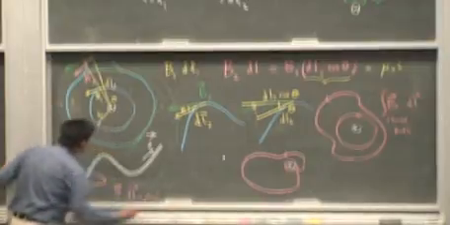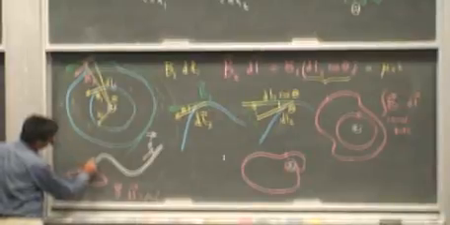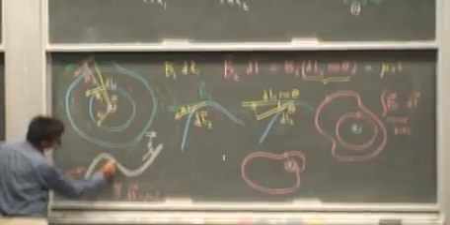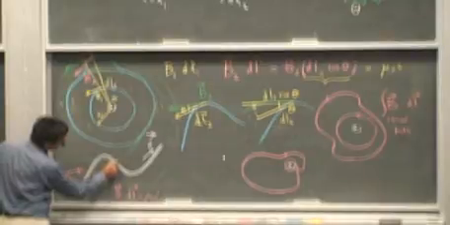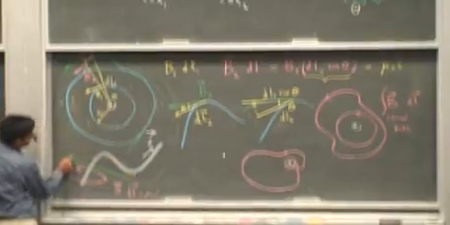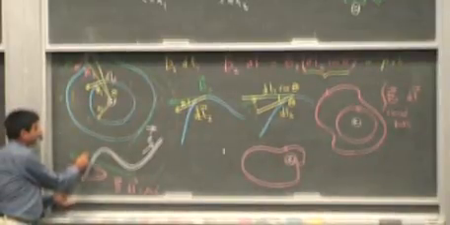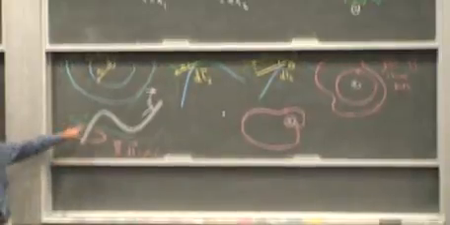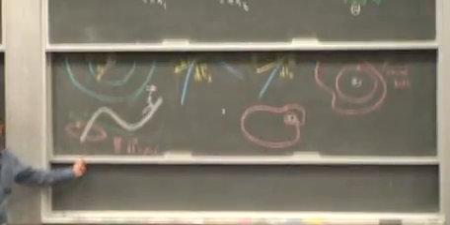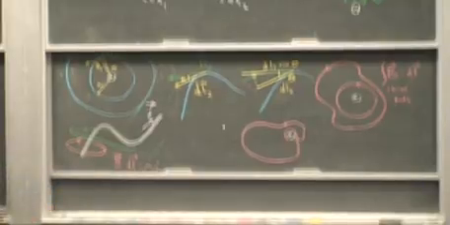If I deform my path slightly so that I have a path like this, this is my path. Okay. So what is B dot dl along this path? Mu naught I. What is I enclosed?